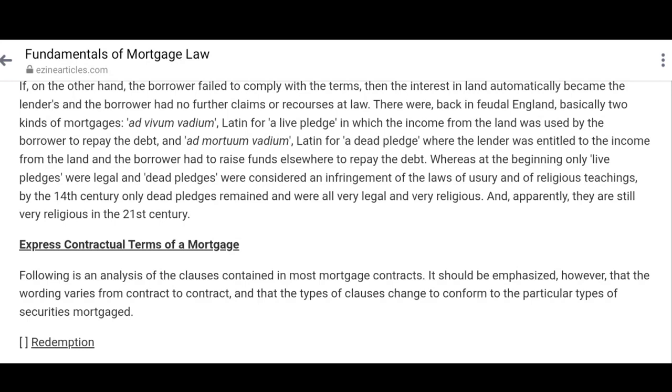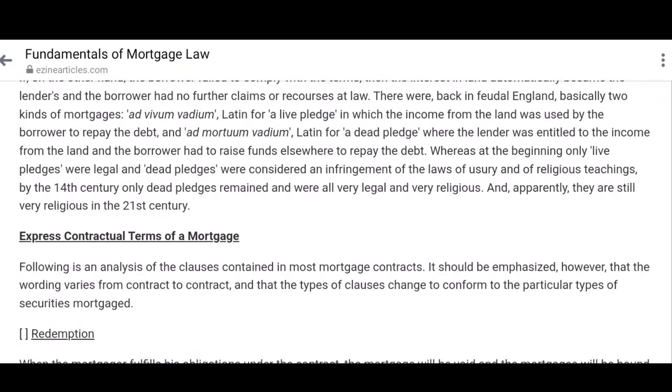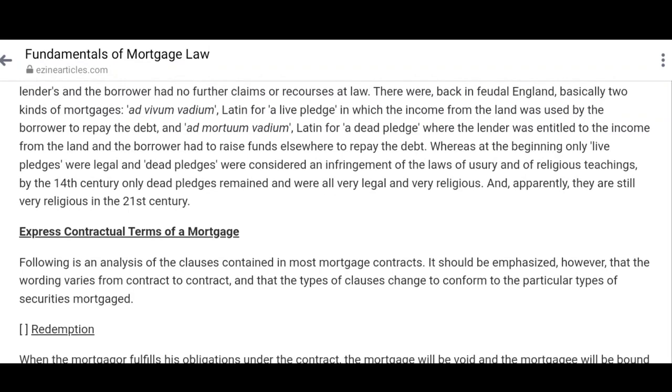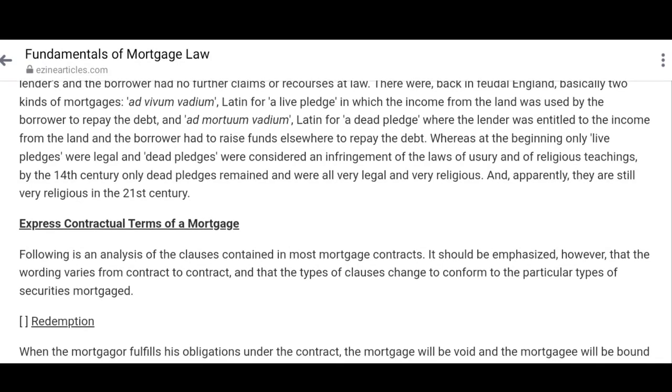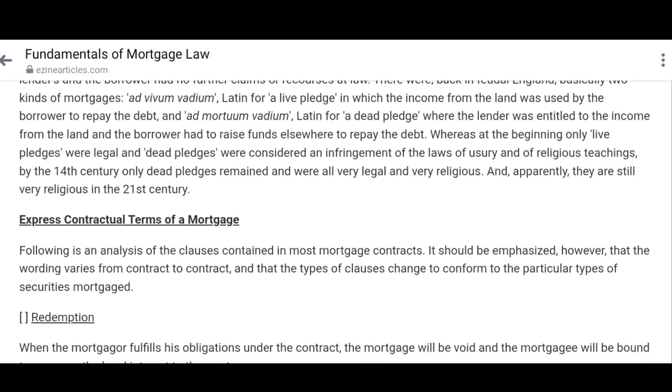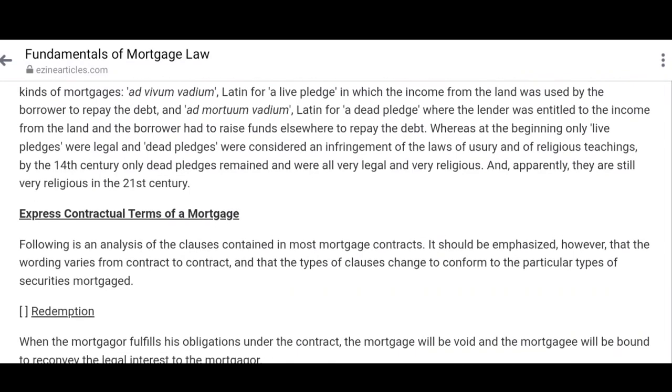There were, back in feudal England, basically two kinds of mortgages. Vivum vadium, Latin for live pledge, in which the income from the land was used by the borrower to repay the debt, and mortuum vadium, Latin for dead pledge, where the lender was entitled to the income from the land and the borrower had to raise funds elsewhere to repay the debt.